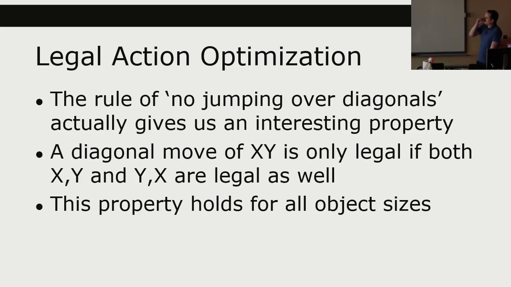Here's a legal action optimization, which is pretty cool. The rule of no jumping over diagonals gives us an interesting property. A diagonal move of x, y, so that means up left, for example, is only legal if both x, y, and yx are legal as well. And this property holds for all object sizes.